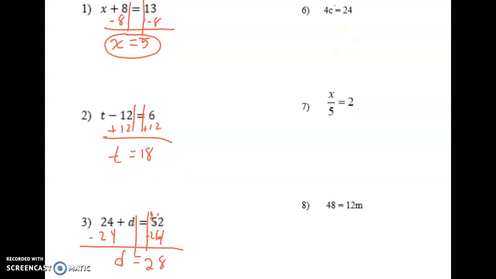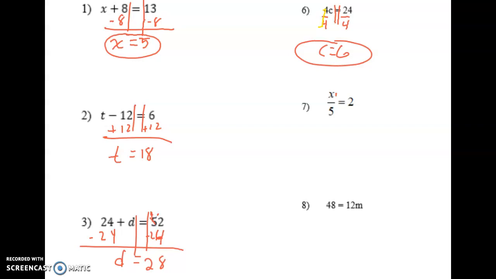Next, notice I'm going to put my wall. This says 4c, that means 4 times c. The opposite of multiplying by 4 is dividing by 4. Now 4 divided by 4 is going to give me 1. So I'm left with 1c on the left-hand side. I don't need the 1. I could leave the 1, but I don't have to have it. I'm just going to have c equals 24 divided by 4 gives me 6. And if you check, 6 times 4 gives you 24.